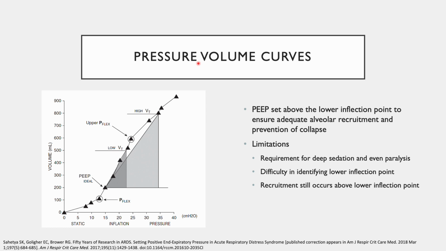Criticisms of this method include the need for deep sedation and sometimes even paralysis to obtain an interpretable pressure-volume curve. It is also often in practice difficult to identify the lower inflection point of the curve, and studies have shown marked inter-reader variability in identification of these points. Furthermore, as recruitment still occurs above the lower inflection point, where the ideal PEEP should be remains uncertain.